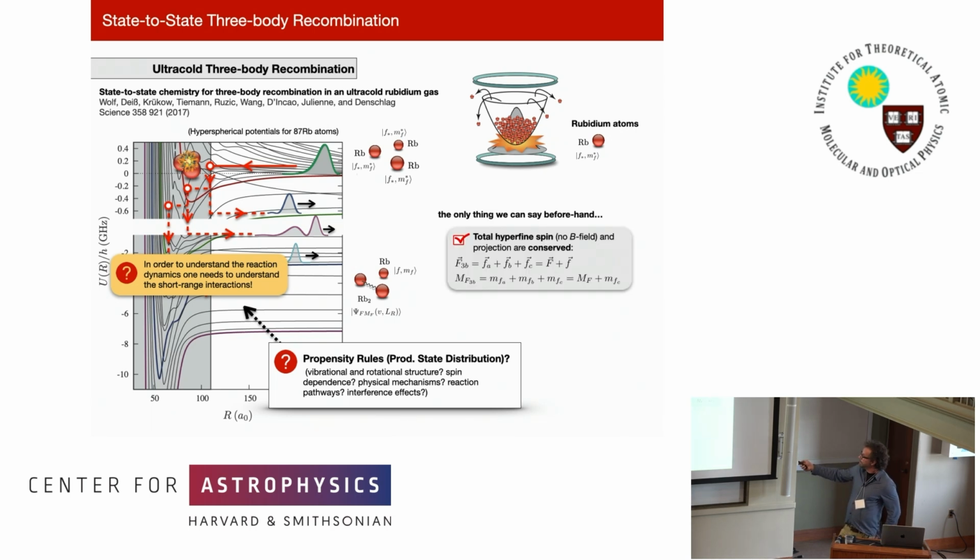The only thing that we can say here is that the total hyperfine spin should be conserved. The total, meaning the three-body hyperfine spin, should be conserved. So if I start here, any other state that I finish in has to obey this. But that's a trivial one. And what we found is actually a little bit counterintuitive in that sense, because that's the only quantum number that is conserved. Of course, the total orbital angular momentum is also conserved.